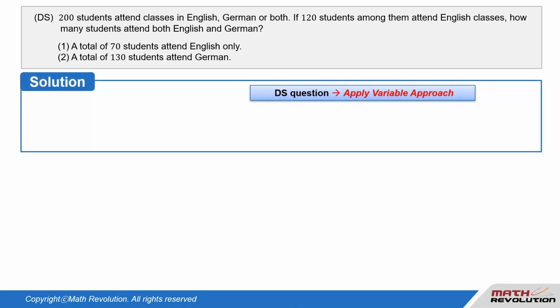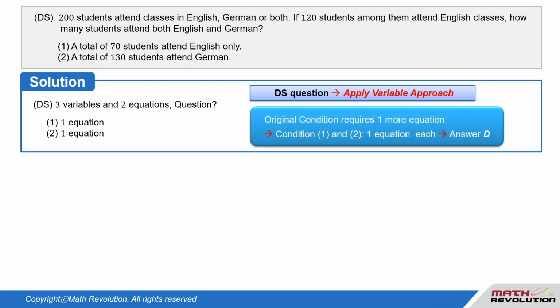We will solve this DS question using the variable approach. DS. 3 variables and 2 equations. Question. Condition 1. 1 equation. Condition 2. 1 equation. DS question with 3 variables and 2 equations.